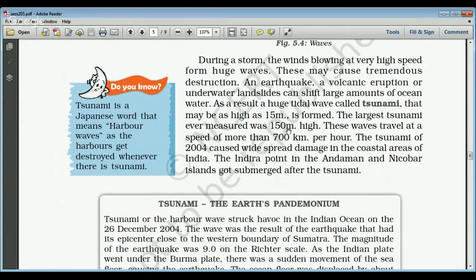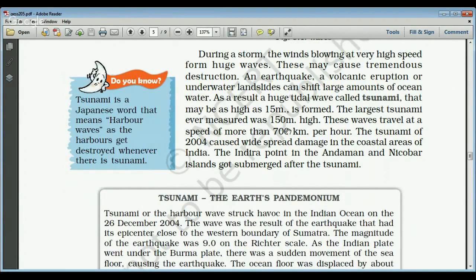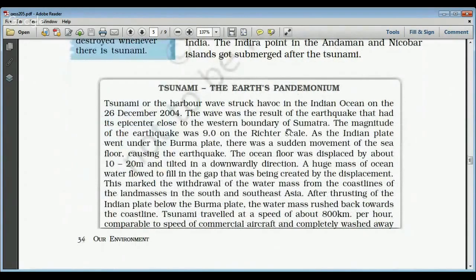And you know, everybody knows the tsunami of 2004. It caused widespread damage in the coastal areas of India, and even the southernmost point of India, the Indira Point, which was in the Andaman and Nicobar Islands, got submerged after the tsunami of 2004. And here are written some of the details of this tsunami, which occurred on 26th December 2004.